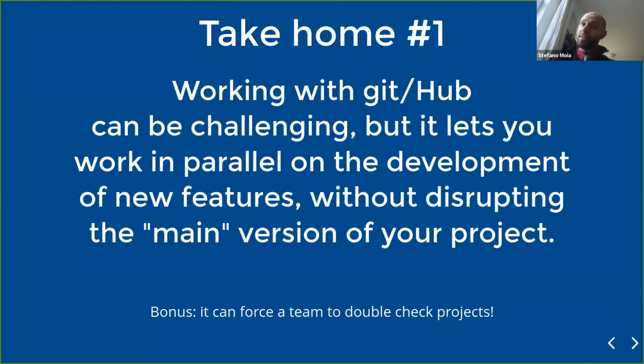So take home message number 1 for today: working with Git and GitHub can be challenging, but it lets you work in parallel on the development of new features without disrupting the main version of your project. And as a bonus, it can force teams to double-check projects and changes. And if you ever thought that working with a colleague of yours, you were stopped in developing, for instance, a code or in developing a document because you were waiting for the revision of somebody else or for the changes from somebody else, well, this is your solution. Just go, use Git, use GitHub, and this will not be an issue anymore.